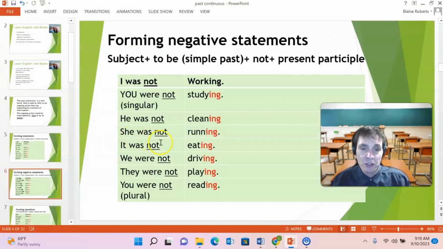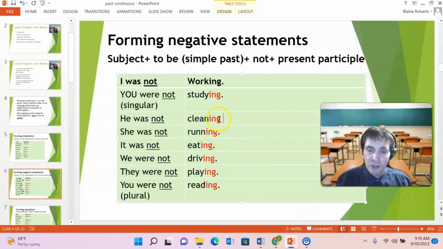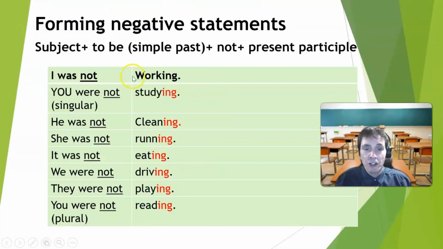And you know what? There should be a period right there, so I'm just going to fix that. These are sentences, right? So there should be a period at the end. He was not cleaning. She was not running. It was not eating. We were not driving. They were not playing, and you were not reading. Okay, so this is how we are going to make a negative statement using the past continuous.